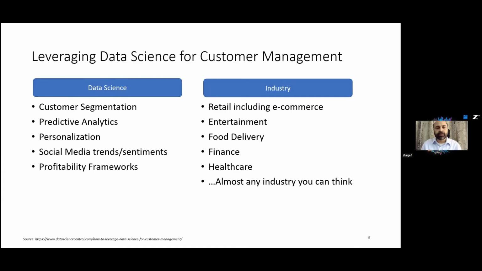And where all are customer management strategies being used? I think, think of any industry, right? Retail, e-commerce, entertainment, food delivery, finance, banks use a lot of data science for customer management. Healthcare, which is again an evolving field. There are a lot of privacy concerns on the healthcare side, but healthcare also is using a lot of data for managing their customers better.